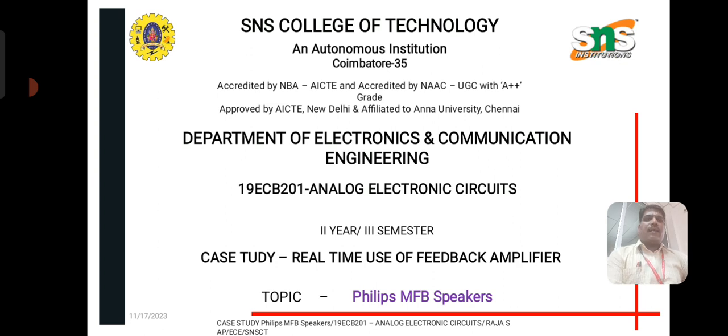But there is a large drawback with the normal amplifier. So we go to the feedback amplifier, that is, some part of the output is added back to the input. That concept is called the feedback amplifier. In this video, we are going to discuss how this feedback is used in a real-time component. That is, Philips, the speaker company, uses this feedback under the name MFB, and they applied this concept in woofer-based speakers. So we are going to see this topic.